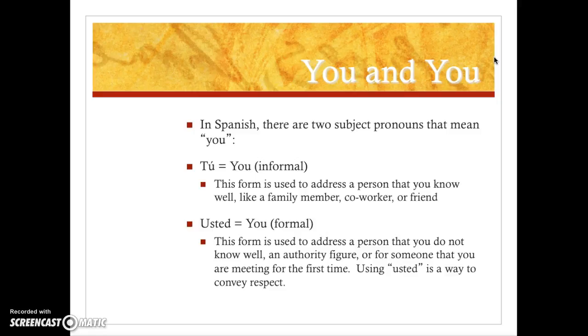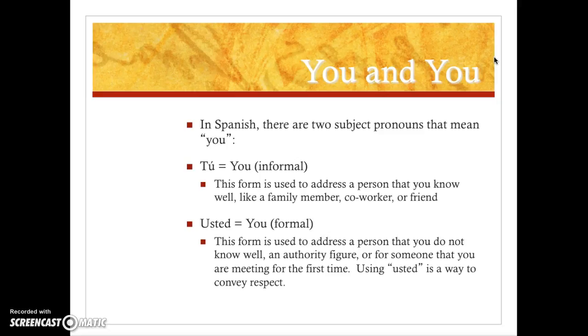In Spanish, there are two subject pronouns that mean you. First, we have the informal. In Spanish, we say tú. This form is used to address a person that you know well, like a family member, a coworker, or a friend.